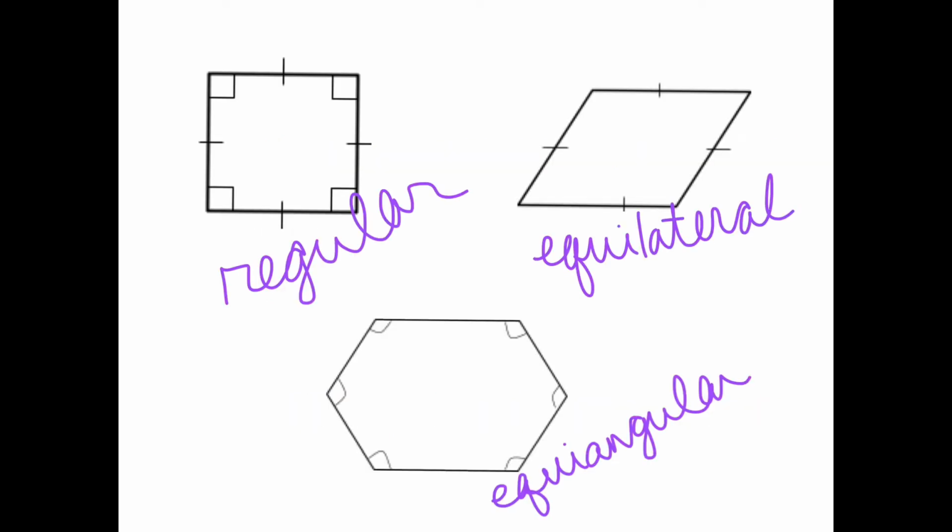Some examples: this shape is considered regular because it is equilateral and equiangular. This shape is just equilateral because, as you can see, only the sides are marked congruent. And this shape is considered equiangular because only the angle measures are marked congruent.